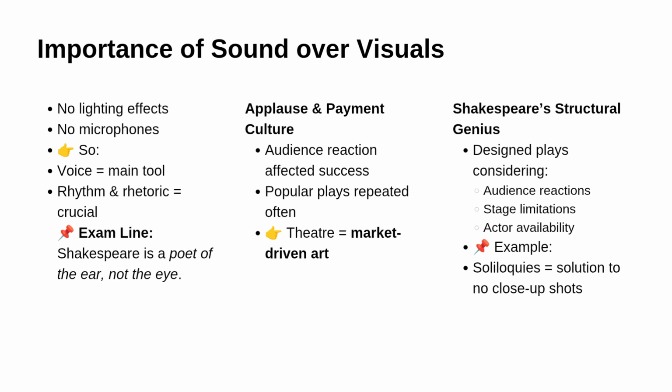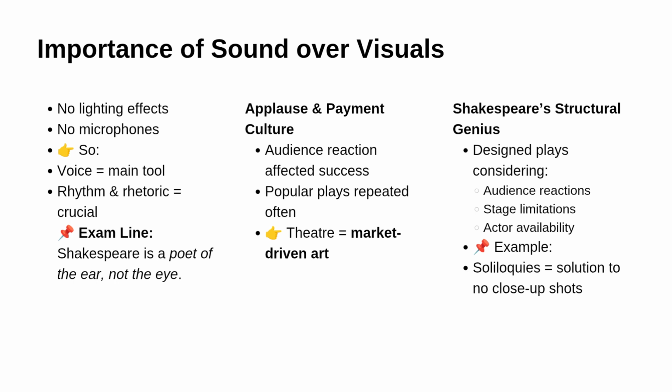Finally, let us consider Shakespeare's structural genius. Shakespeare designed his plays by keeping in mind audience reactions, stage limitations, and the availability of actors. He adapted his writing to suit these practical conditions. For example, soliloquies became an important technique. Since there were no close-up shots like in modern cinema, soliloquies allowed the audience to understand a character's inner thoughts directly.